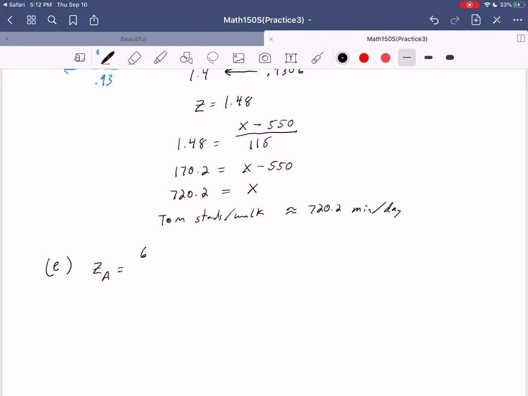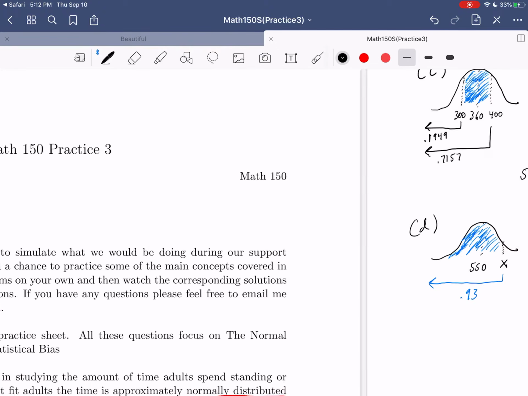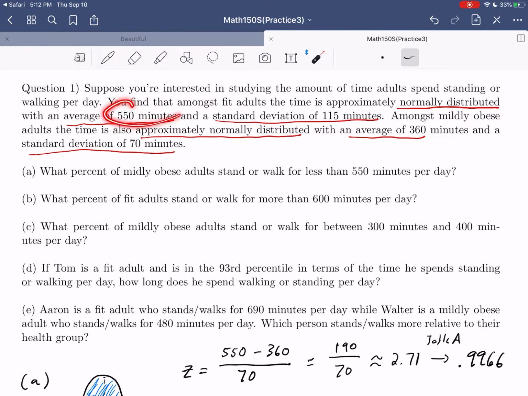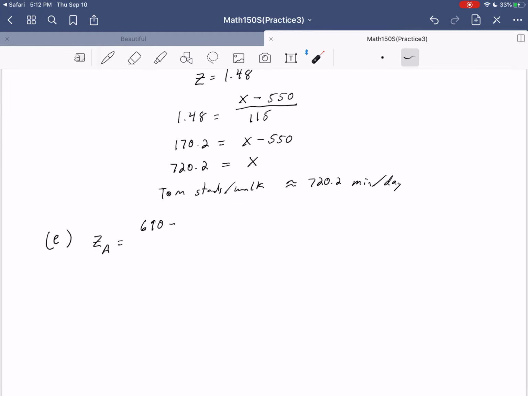690. That's how much time he actually spends doing this. Then remember, Aaron should be compared against other fit adults, so an average of 550, standard deviation of 115. So 690 minus 550 divided by 115. You can see that he walks 140 more minutes per day than average, divided by 115. And you can see that he is about 1.22 standard deviations above average.